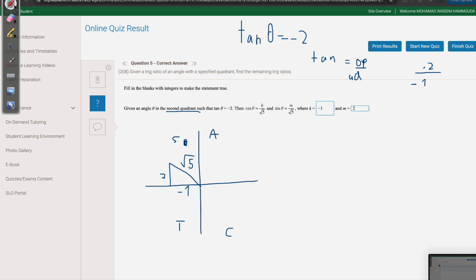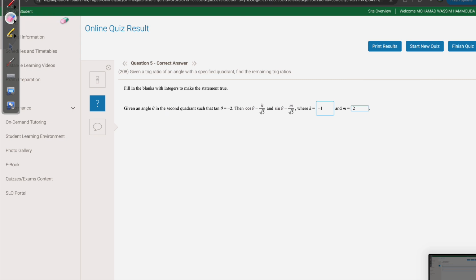Okay, the rest should be smooth sailing from here. Cosine is adjacent over hypotenuse. This is the angle, by the way. So negative 1 over radical 5. And then sine is m over radical 5, opposite over hypotenuse, which is 2 over radical 5. Done. That's it for question 5. It's a really simple question. I hope you guys understood it.